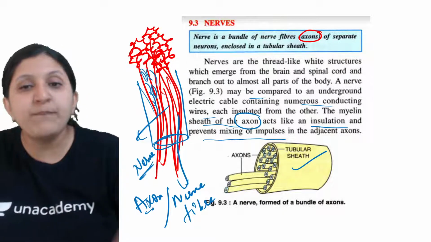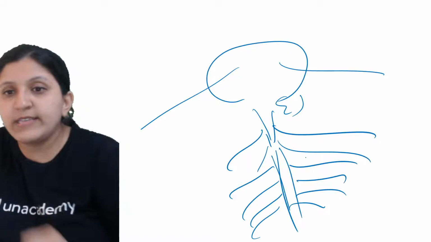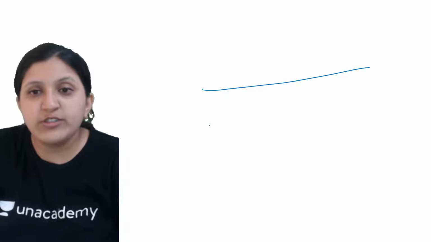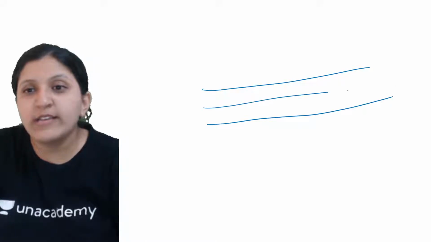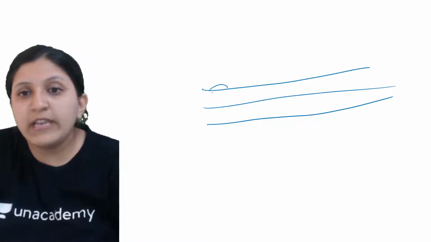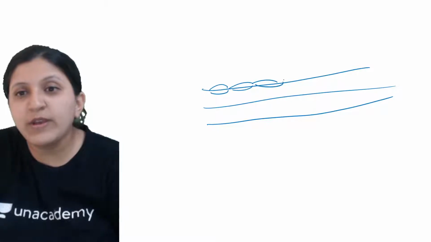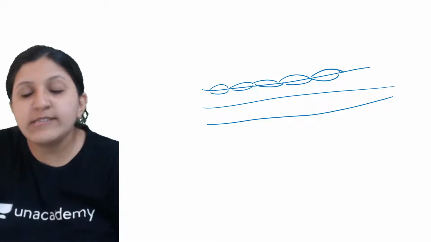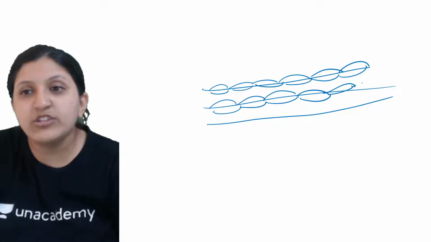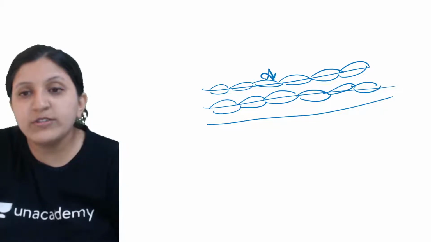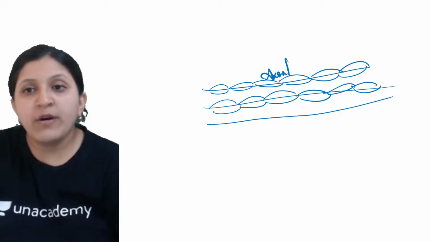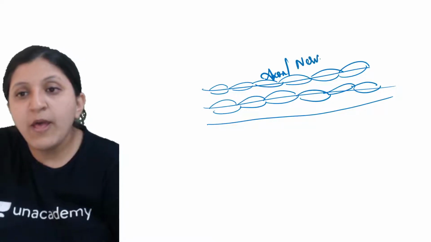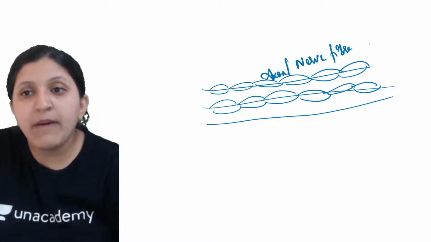So here I'll draw this and explain. This is one axon, this is one axon, and there is another axon. There has to be a myelin sheath covering, or otherwise there is a chance that mixing up of impulse can occur. That is why there is a covering. This is the axon, or nerve fiber part, which is covered by a myelin sheath.